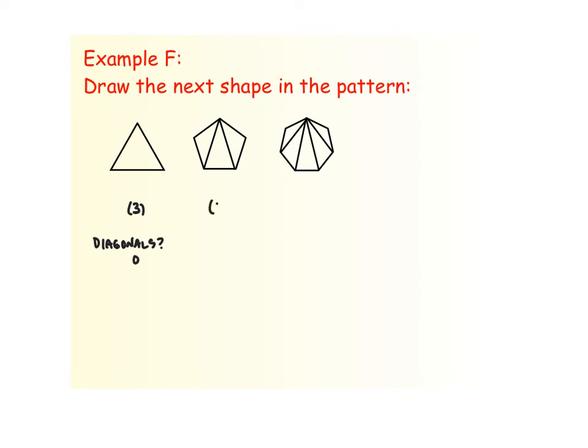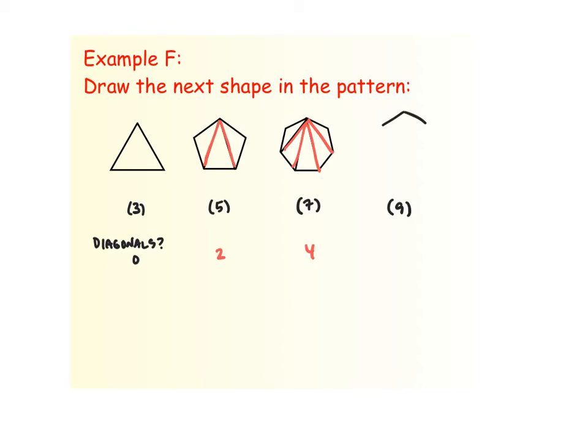In the second shape, I've got 5 sides. How many diagonals are there here? Well, you can see that I've got 1 and 2, so I've got 2 diagonals. In the third shape, I've got 1, 2, 3, 4, 5, 6, 7 sides, and 1, 2, 3, 4 diagonals. Okay, so in the next shape, let's see what it would be. I'm anticipating that I'm going to go from 3 sides to 5 sides to 7 sides to 9 sides.